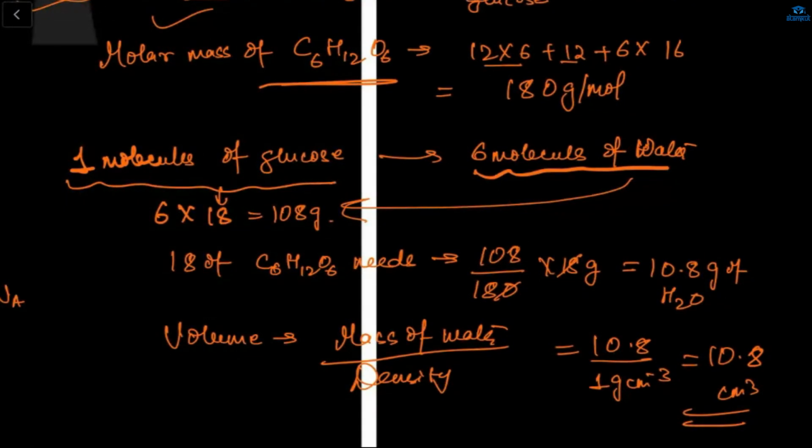So, one molecule of glucose requires six molecules of water. So, 180 gram of glucose requires 108. 1 gram of glucose will require this much. Yes, it's correct, Razi. Very nice. Thank you, ma'am. Good one.